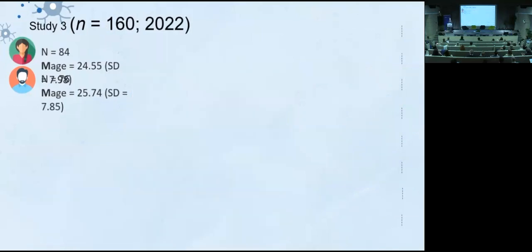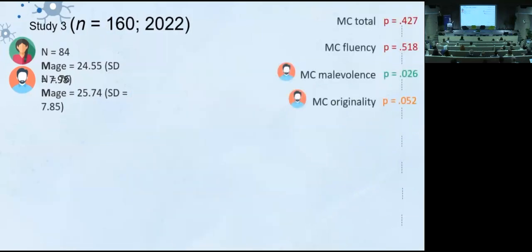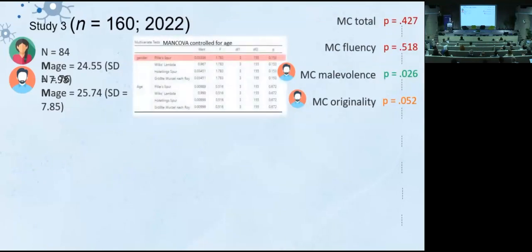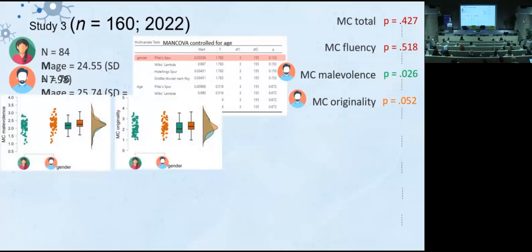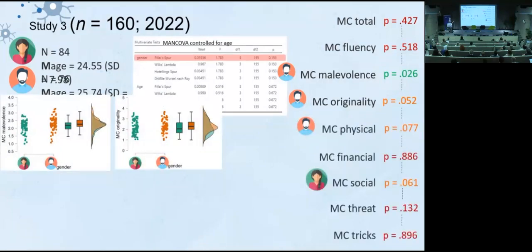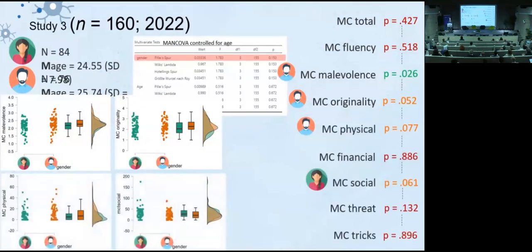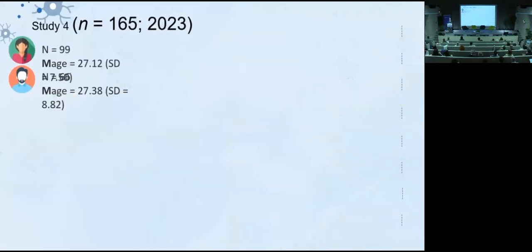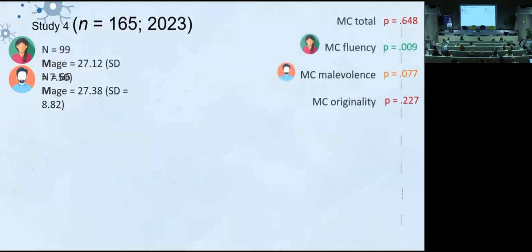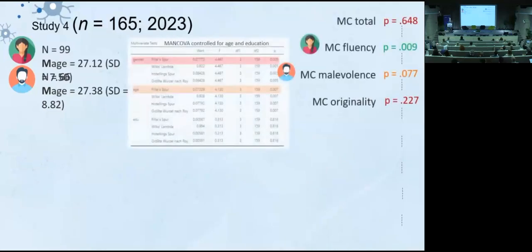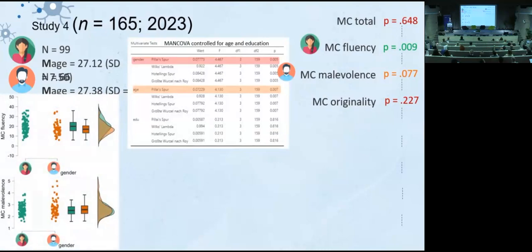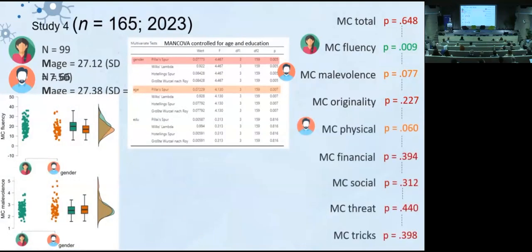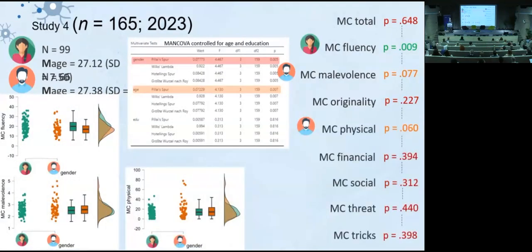Now, in our third study, the malevolence effect replicated. So again, men showed higher harmfulness of ideas compared to women, and at a trend, higher originality this time in our study. And there was again a trend for men using more physical aggression, and this time women tendentially implementing more social aggression in their malevolent creativity. In study 4, again, the pattern was rather diverse. We managed to replicate the previous fluency effect in favor of women. The malevolence effect for men was only significant at a trend, as was the effect for more physical aggression in men. So overall, I would say it's a mixed bag of findings.